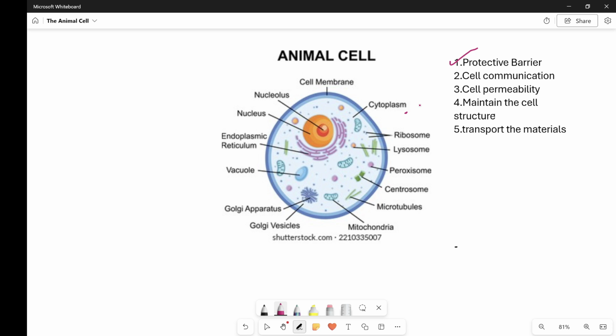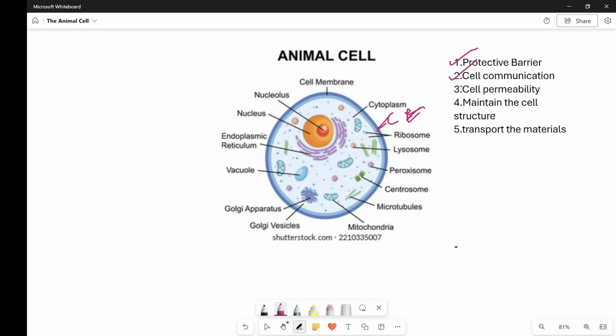The next thing is cell communication. Special receptors are present on the cell membrane. It receives the signal from outside and allows the cells to respond to the external stimuli. This is how cell communication happens.